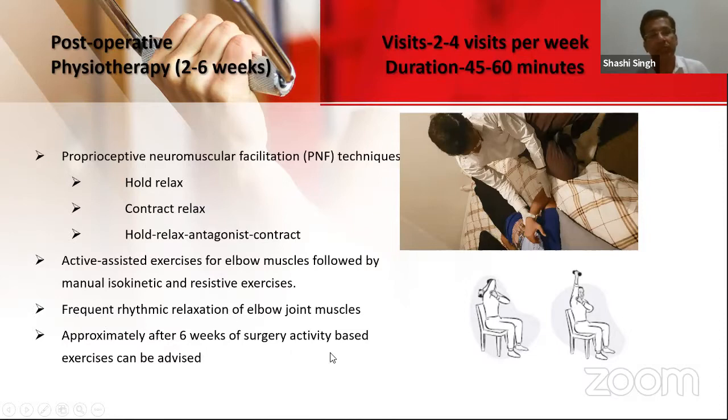So what we do is 20 to 30 reps of frequent rhythmic relaxation. It's just a to and fro movement of the elbow joint. You have to grab the forearm and do a to and fro movement of the elbow joint, so that the muscles, especially biceps and triceps, relax on their own, and by this means you reduce the protective muscle spasm.